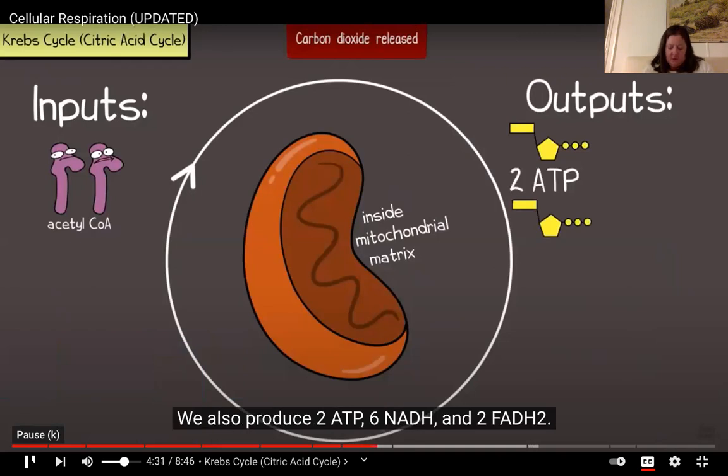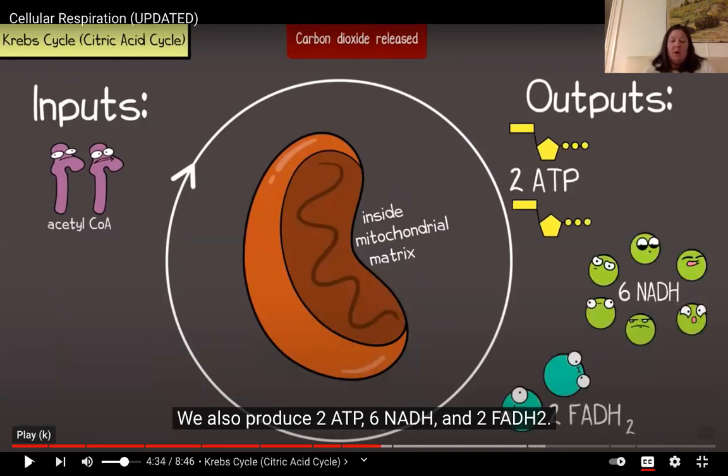We also produce 2 ATP, 6 NADH, and 2 FADH2. Okay, so for this one, we start with 2 acetyl-CoA to produce 2 ATP, 6 NADH, and 2 FADH2. And I'm going to put here that CO2 is released. Okay, so now I have drawn that our 2 acetyl-CoA produce 2 ATP, 6 NADH, and 2 FADH2s.